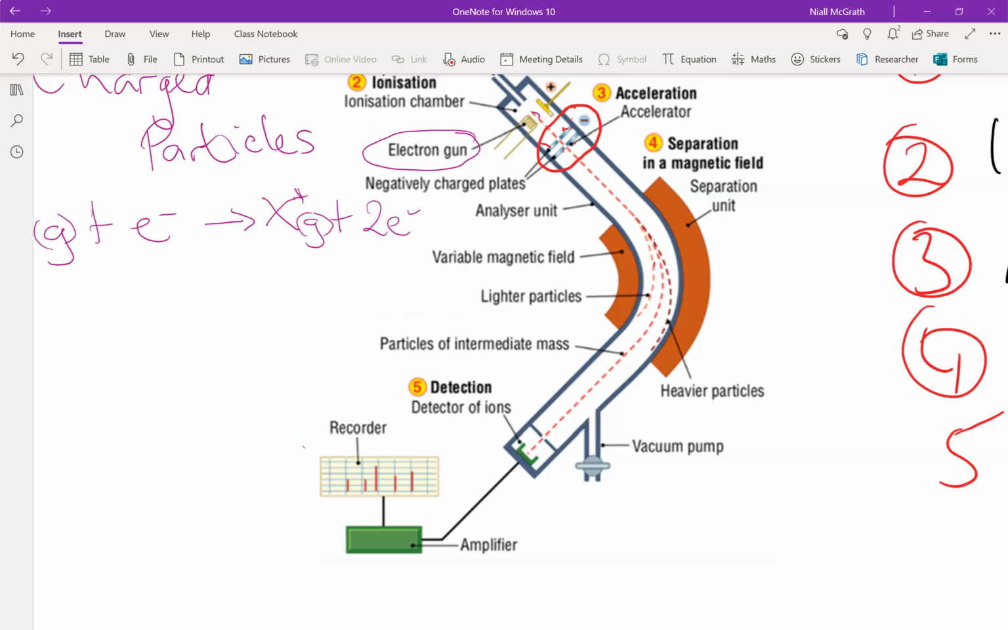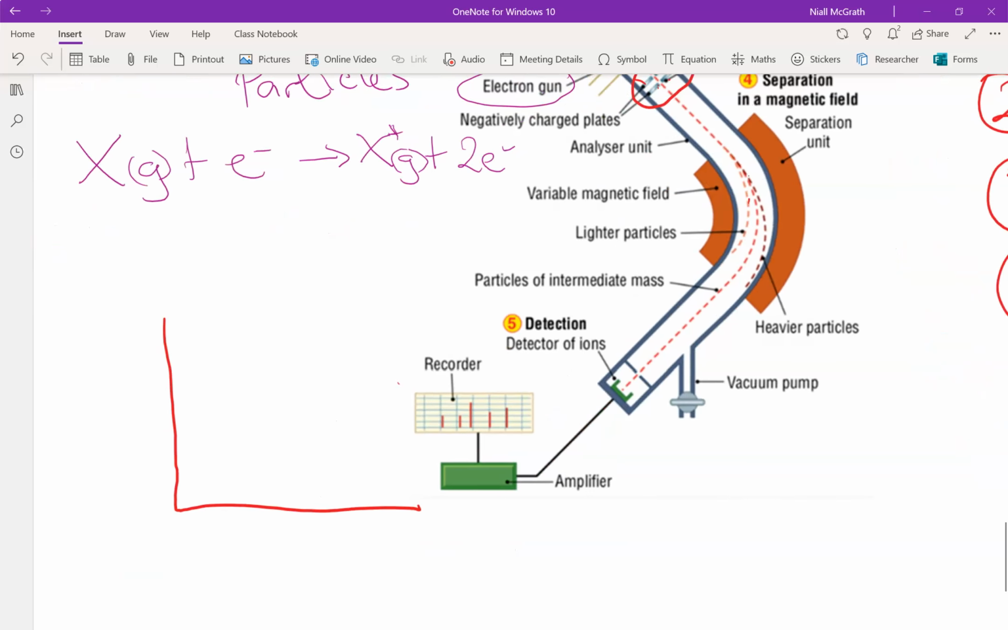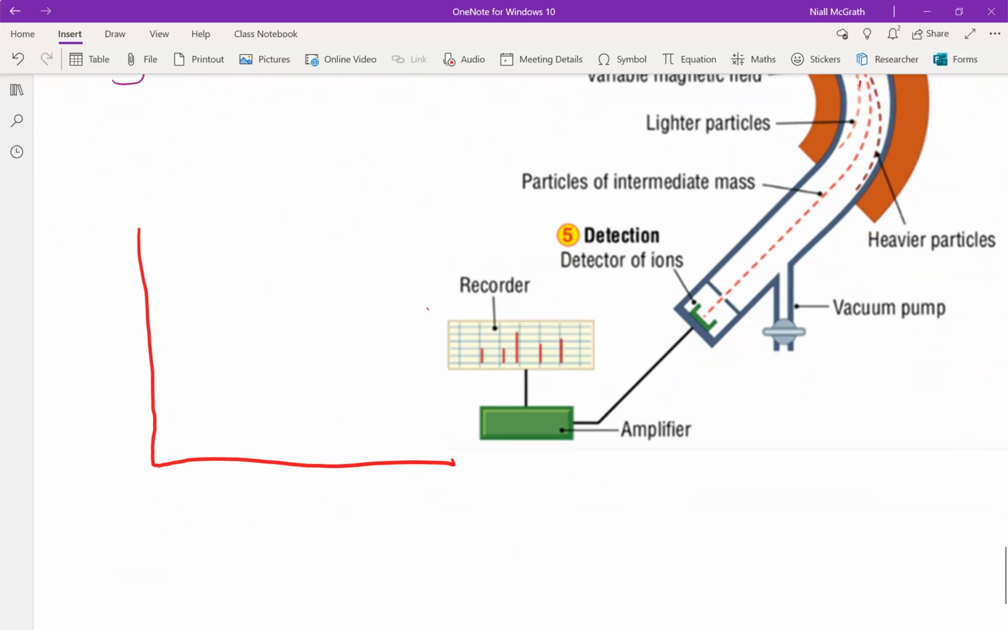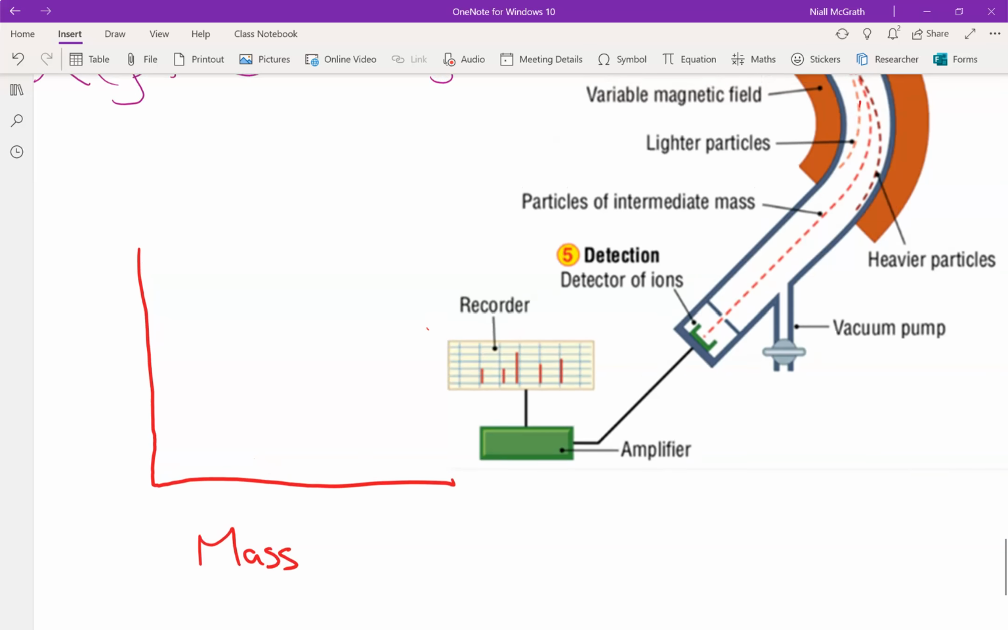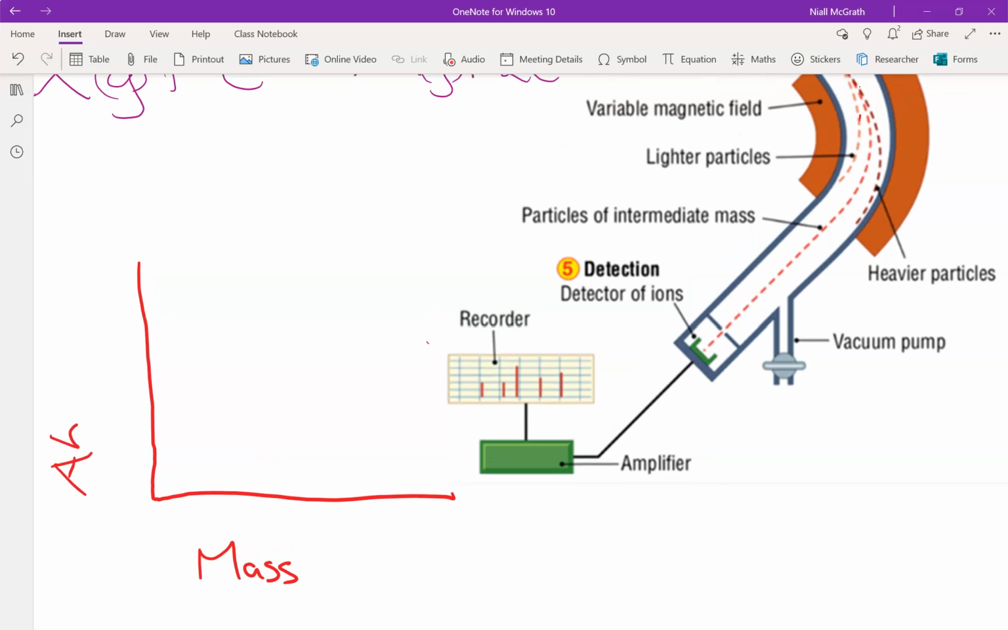Sorry, these lines aren't very straight, but we'll get the picture. On the mass spectrum, on the bottom you'd have the mass, or the relative mass detected, and then on the side here you'd have the abundance.